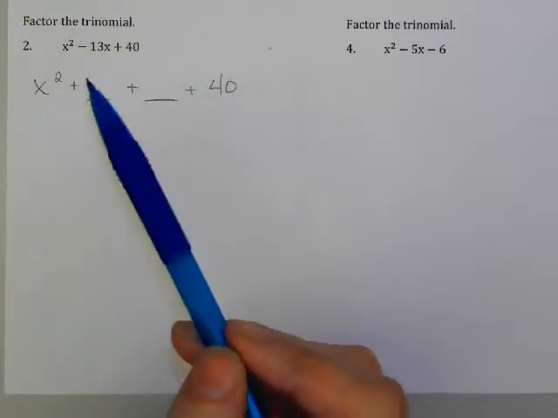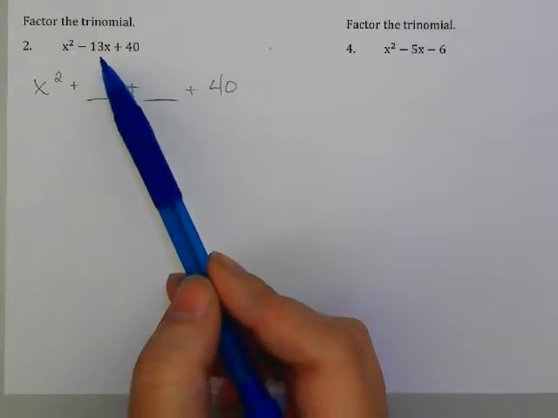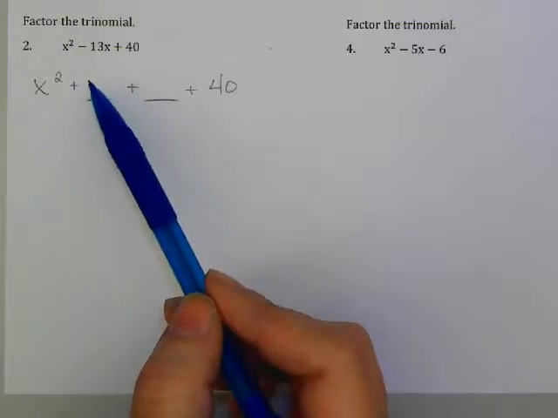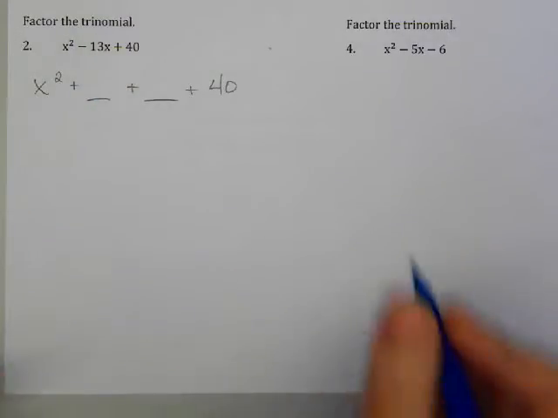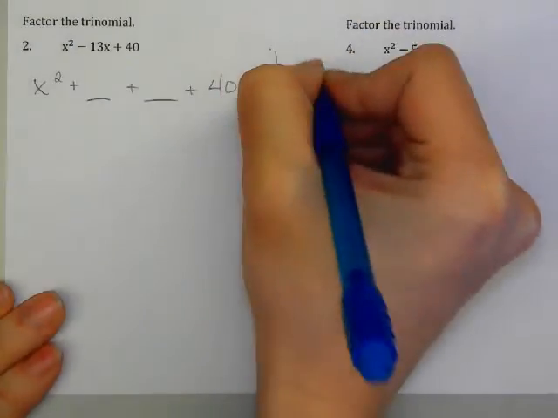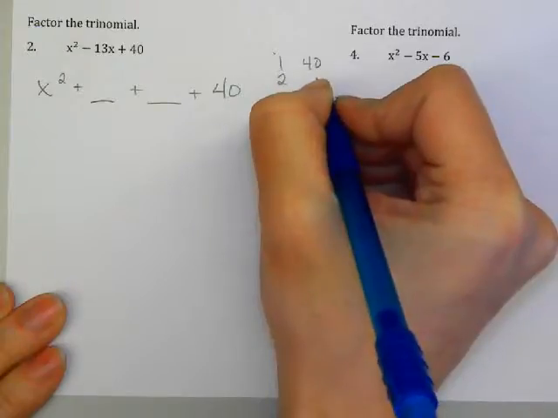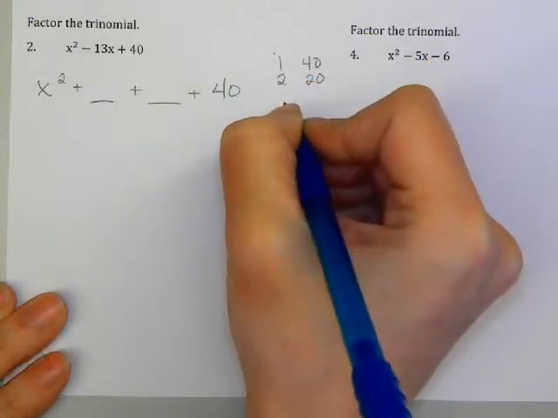So let's factor 40. I have 1 and 40, 2 and 20. Is 40 divisible by 3? No. Is it divisible by 4? 10. 5? 8. So 5 and 8. 6? Nope. If it's not divisible by 3, it's not going to be divisible by 6, just FYI.